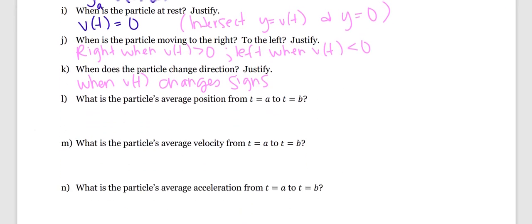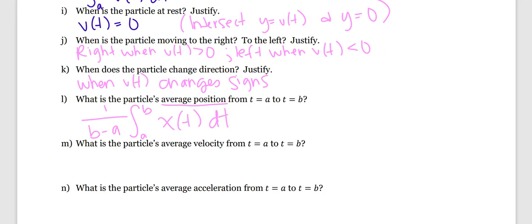All right, part L. So L, M, and N are all average questions. And keep in mind that you've got kind of two definitions for averages, right? You've got average value and you've got average rate of change. And actually you can apply both to M and N. For L, we can only use average value. So if I want to find the average value of position, well, average value goes 1 over b minus a, integral from a to b of whatever you're trying to find the average of, which in this case is the position. Okay, so that would be how we found the average position.